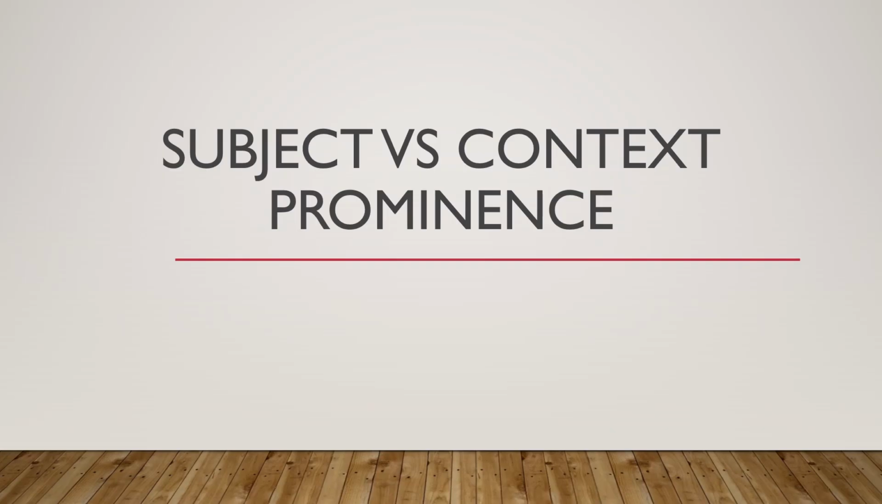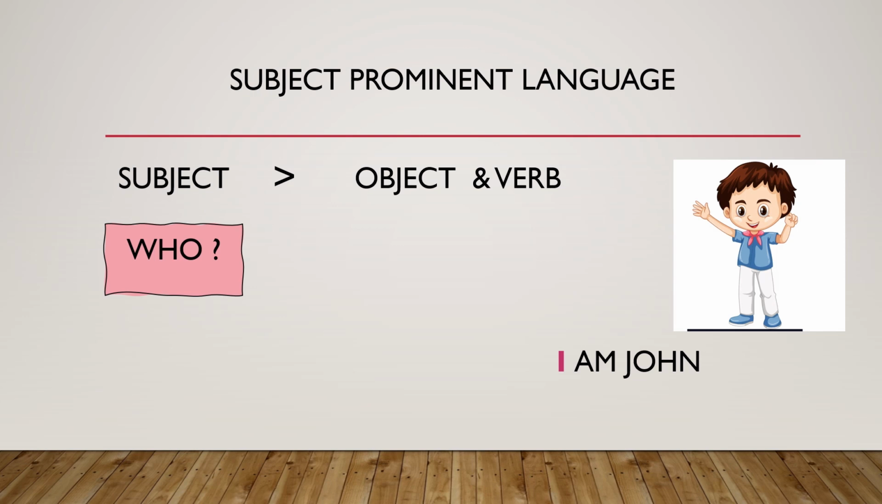Let's have another comparison. So right now we've looked at the structure, that is, the word order in the sentence. We have compared English with Japanese and Japanese with English. Let's have a look at subject versus context prominence, and how they are different from each other. English is mainly a subject or topic prominent language. The subject is given greater importance, that is, who is doing the action or who or what is being spoken about is what is important in the sentence.